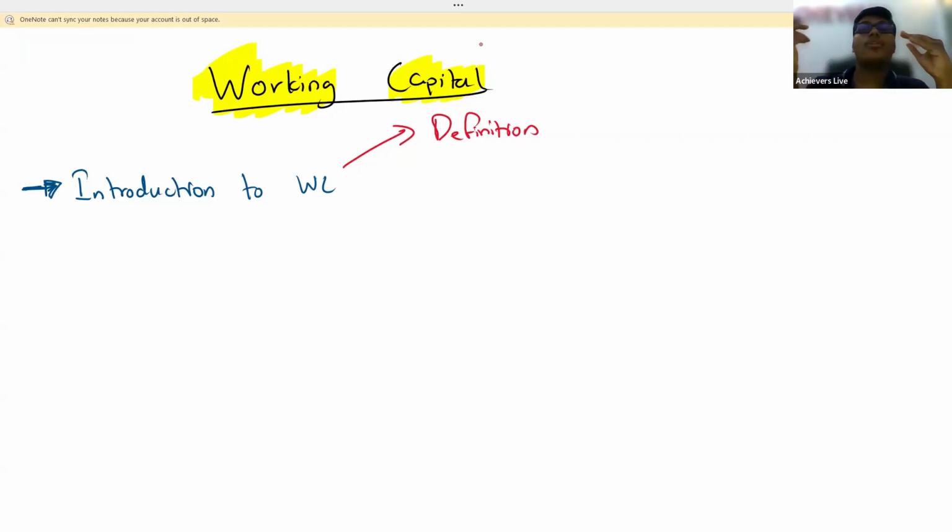And how do you calculate working capital? Guys, how do you calculate working capital? Make it quick.